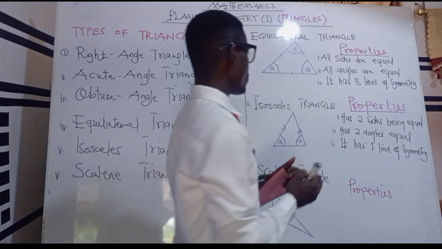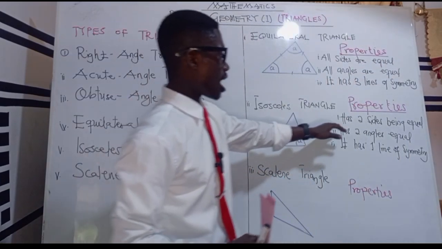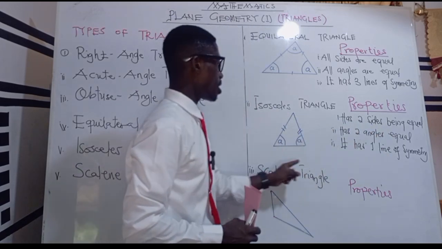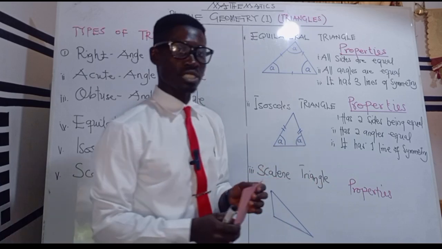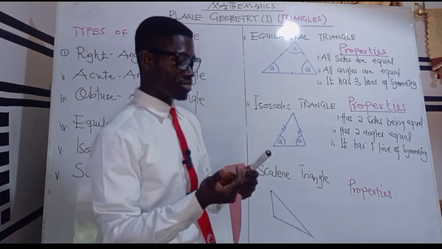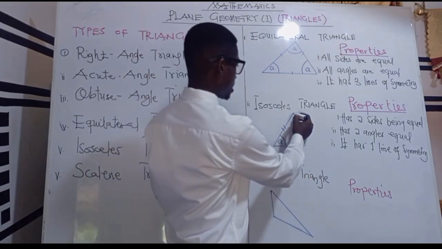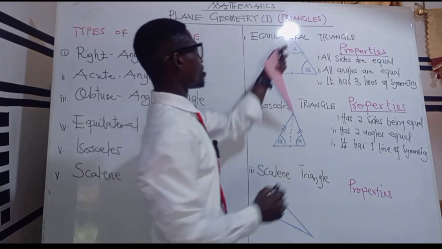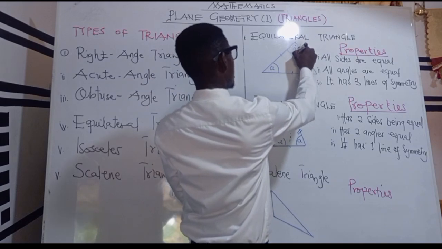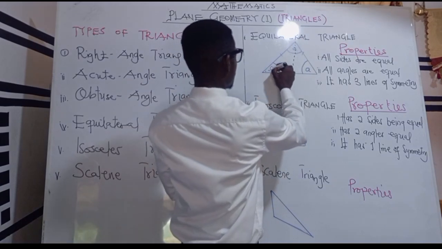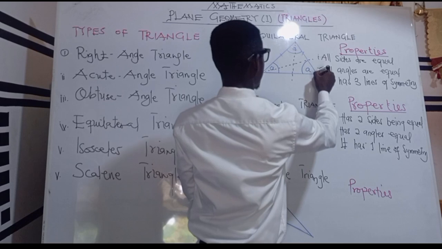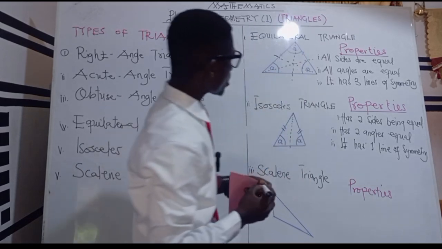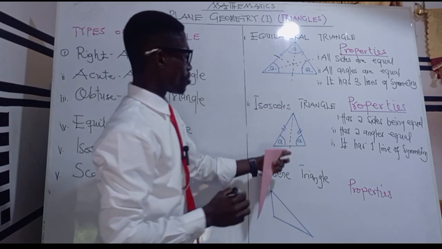Good. So that is that for the isosceles triangle. It has 2 sides being equal, 2 angles being equal, and only one line of symmetry. Now, the line of symmetry, most of the time, is indicated like this. So this is the line of symmetry. And for the equilateral, it's like this. So we folded it along these very angles. So it has 3 lines of symmetry.